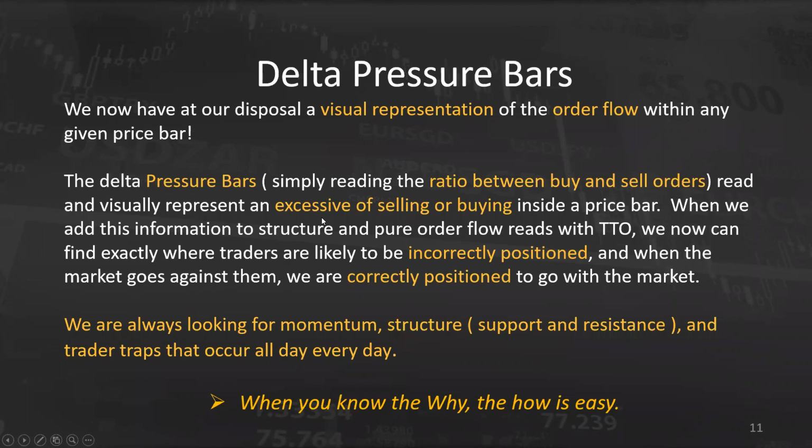So it's a visual representation of excessive selling or buying inside a price bar. So when we add this to Trap Trader Oscillator, we now can find exact areas where traders are likely to be incorrectly positioned. When the market squeezes those folks, we're correctly positioned to go with the cool hand Luke traders. We're going to be the squeezee. Okay, we're always in the room. We're always looking for momentum, structure, support and resistance, and trader traps that occur over and over and over.